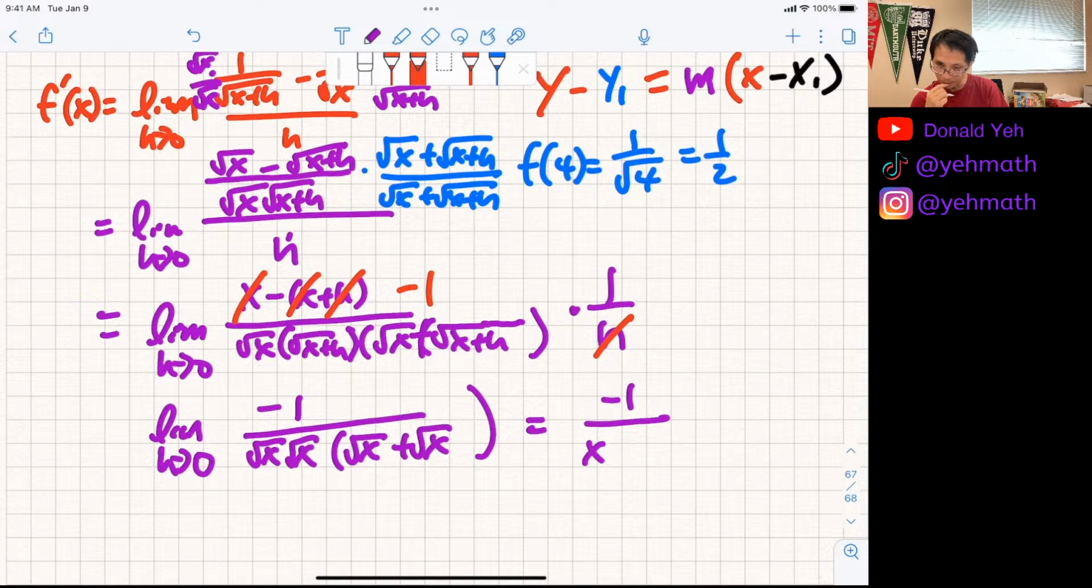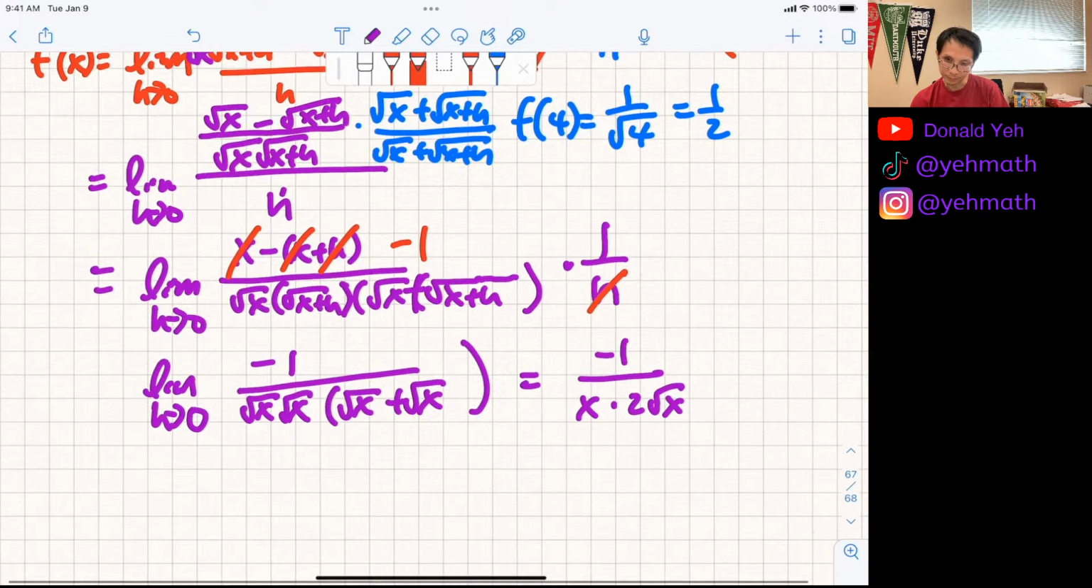Or did you just get just that? I think you did something. Isn't it times 2 radical x? So it'll be -1 over 2x square root x. Because square root x times square root x is equal to x. Square root x plus square root x is equal to 2 square root x.